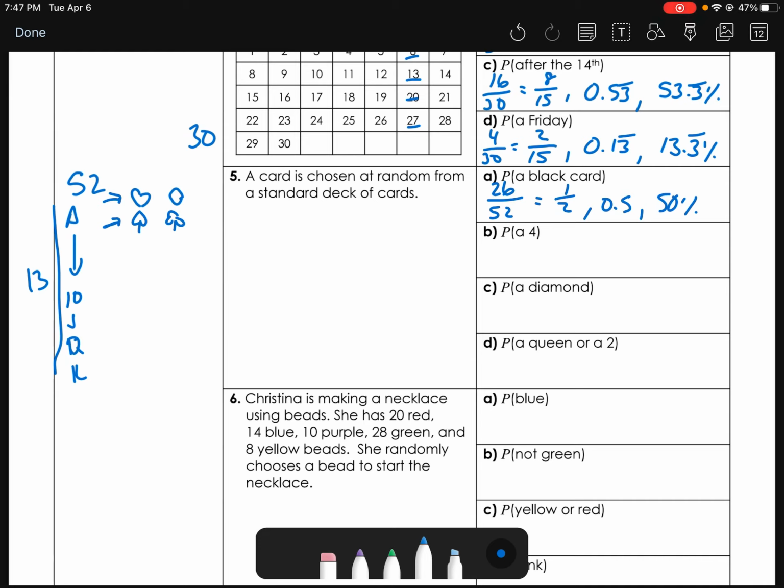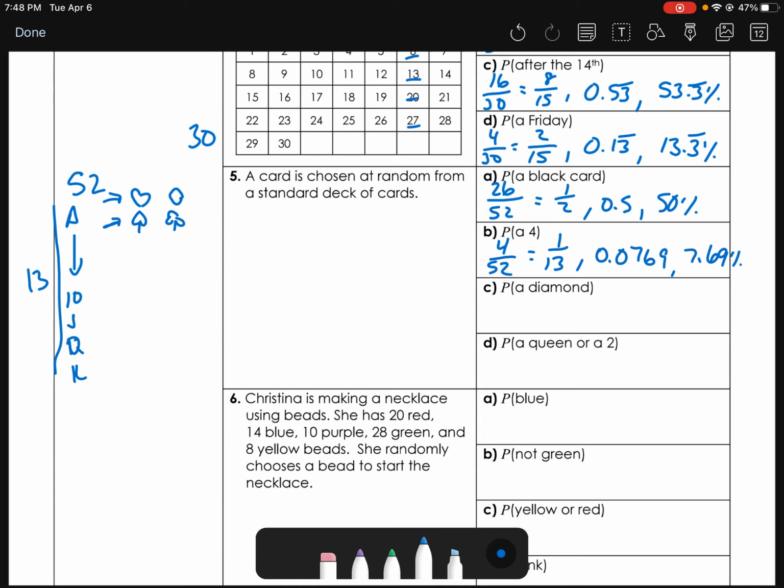B, the probability of getting a 4. Well, each suit has a 4 card. So that means it could happen 4 times out of my 52. The top and bottom can be divisible by 4. There you are. So that'll be 1 out of 13. If I divide 1 and 13, I would get approximately 0.0769. So if I move the decimal place over 2 spots, I would have 7.69%.